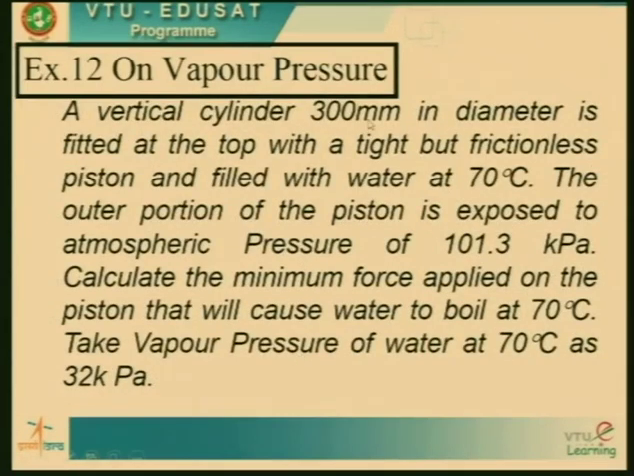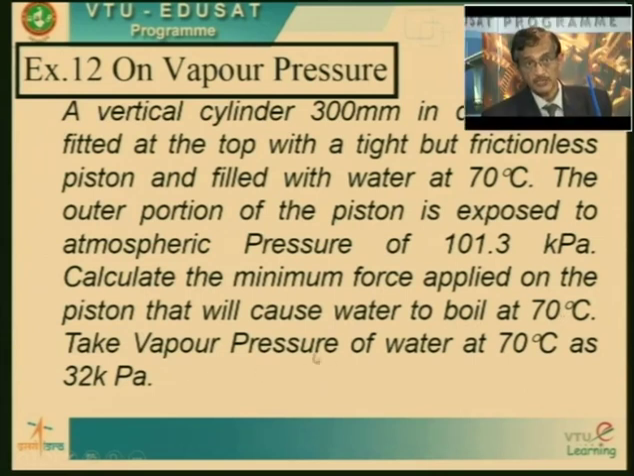A vertical cylinder 300 mm in diameter is fitted at the top with a tight but frictionless piston and filled with water at 70 degrees centigrade. The outer portion of the piston is exposed to atmospheric pressure, which is 101.3 kPa. Calculate the minimum force applied on the piston that will cause the water to boil at 70 degrees centigrade. The vapor pressure of the water is given as 32 kPa.